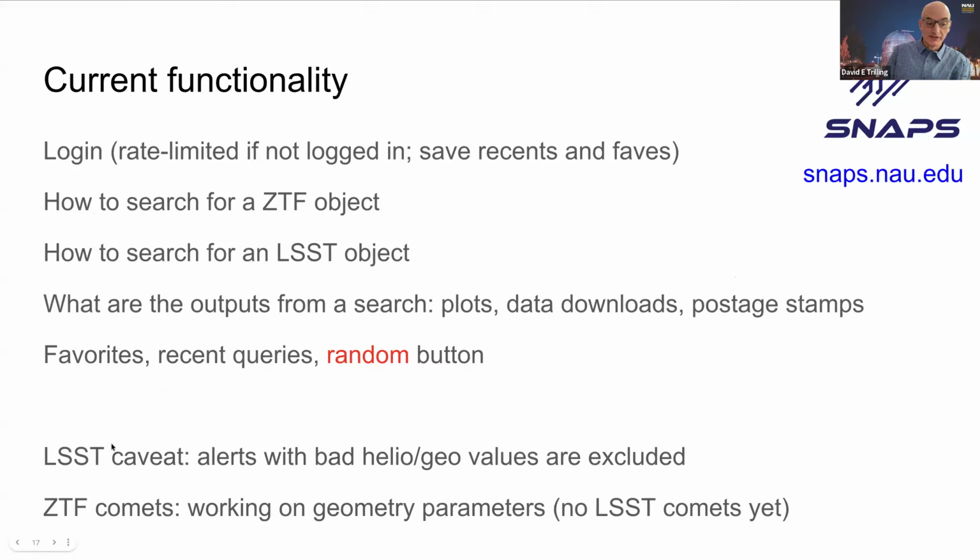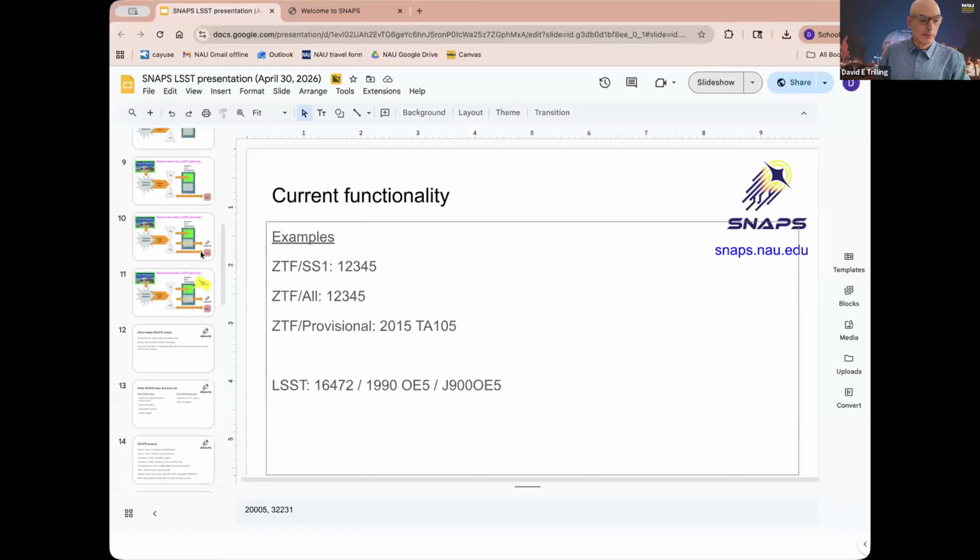One is this one I just mentioned about the LSST alerts with the bad helio-geo values. Those are excluded. In principle, we could go back and recover those, but we haven't prioritized it at this moment. And the ZTF comments, there's something fishy with the geometry parameters. And so at the moment, we're not serving those, but that will be fixed in short order. There are no LSST comments yet. That obviously is coming.